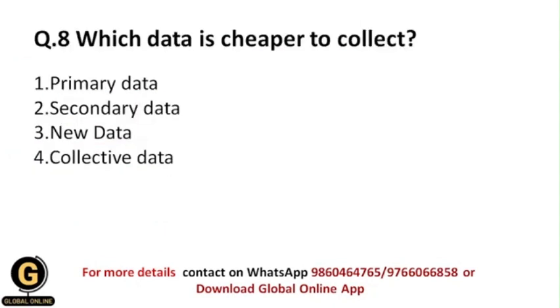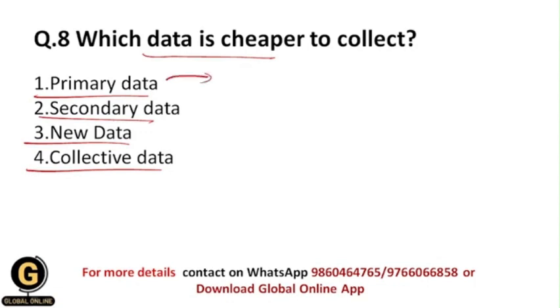Okay, which data is cheaper to collect? Now, which data is cheaper to collect: primary data, secondary data, new data, or collected data? Within research methodology, again there are two types of data, and those are primary and secondary data. Primary data is the data which is created and used by the first user. Okay, and this is primary data because here the first user collects or creates the data at the place where it is originally created.